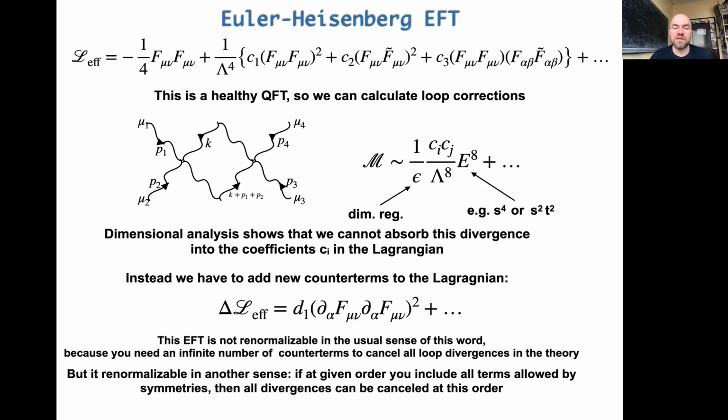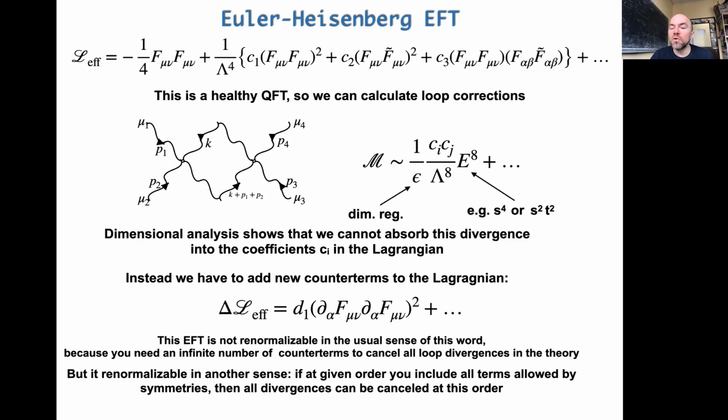If we calculate this loop diagram that is shown in this picture, we'll find that it is divergent. And if we use dimensional regularization, just by dimensional analysis, we can show that this diagram is proportional to 1 over epsilon, the dimensional regularization parameter. Because we have two different vertices in this diagram, the result has to be proportional to 1 over lambda to the 8, and then by dimensional analysis it has to go like the energy of the photon to the power of 8 also.